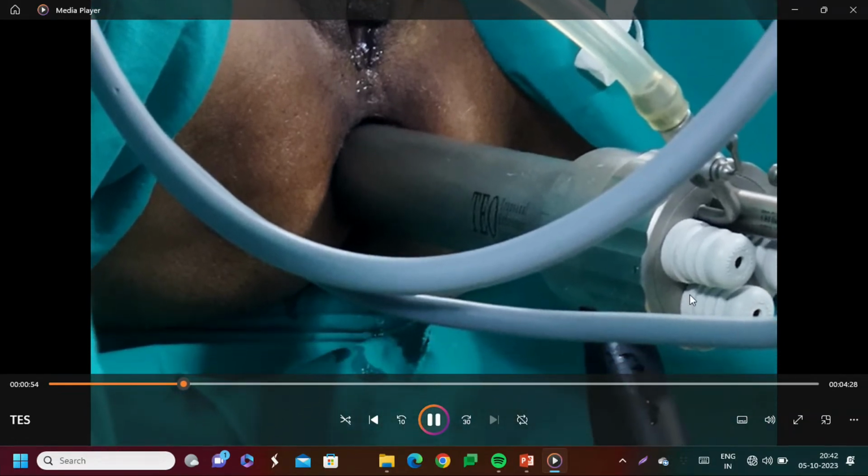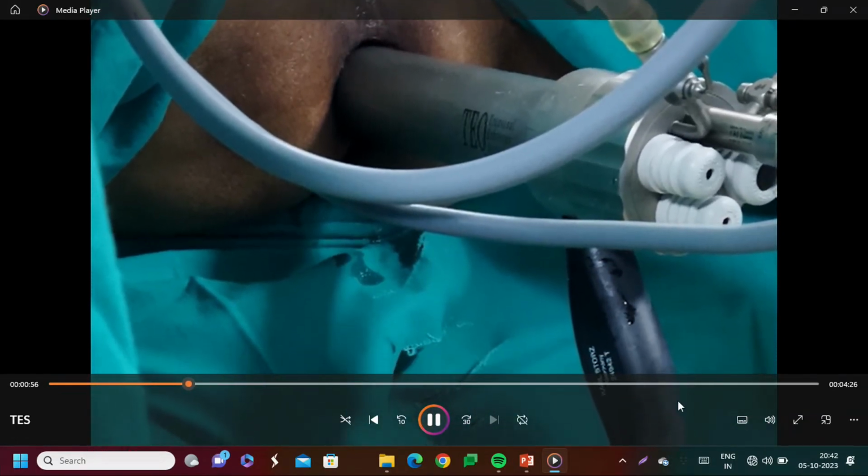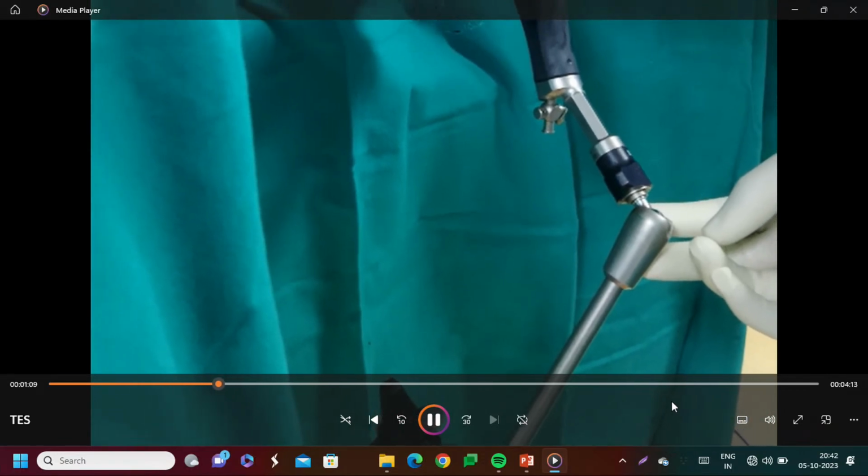So this system is attached to the table using the table attachment which is provided along with the system. So it remains stable. Once it is attached, it will not move, so it is easy to work on that.